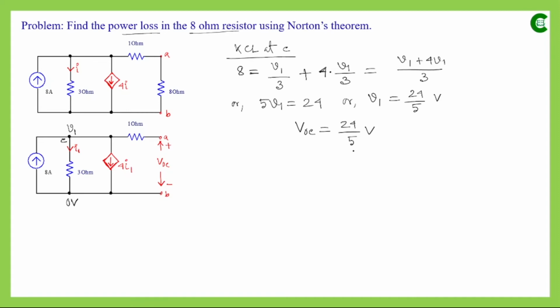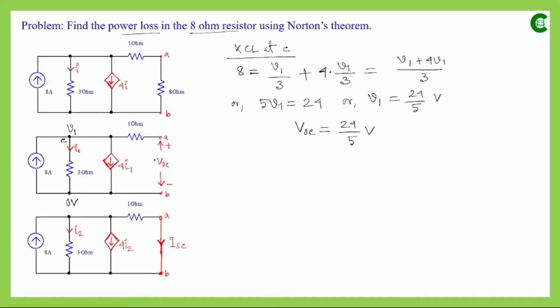Now our next task is to find the short circuit current after shorting these two terminals. So this is how the circuit will look after shorting these two terminals. Now since we have shorted them, this time this is a complete path. So current will flow through this 1 ohm resistor, and the current value through this 3 ohm resistor will change.